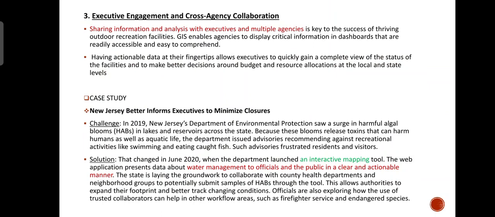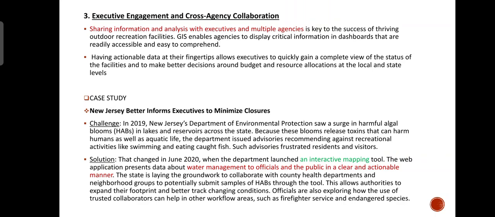Third one, executive engagement and cross agency collaboration. Sharing information and analysis with executives and multiple agencies is key to the success of thriving outdoor recreation facilities. This enables agencies to display critical information in dashboards that are readily accessible and easy to comprehend.